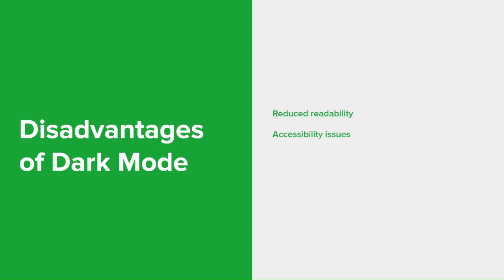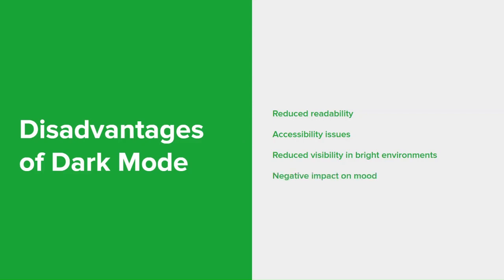Some dark mode implementations may not be accessible to users with disabilities. So for example, users with low vision may have difficulty reading text on a dark background, and users who are colorblind may have difficulty distinguishing between elements of a dark mode interface. Dark mode can make it difficult to see the screen in bright environments like outdoors on a sunny day, and this can be a problem for users who need to use their devices in a variety of environments.